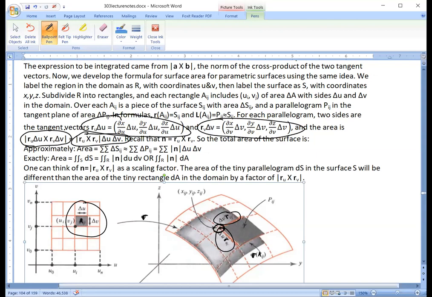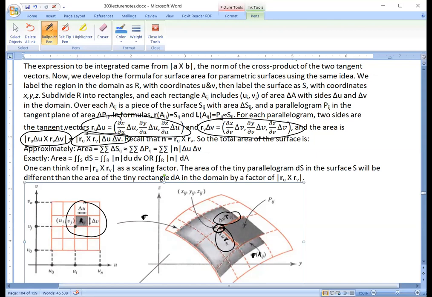Now here's where we make our super key observation. We've seen dr/du cross dr/dv before. That was just little n, the normal vector. So now we know how to make the conversion. We know that the area of that little piece of tangent plane is going to be the magnitude of the normal vector times delta u times delta v.